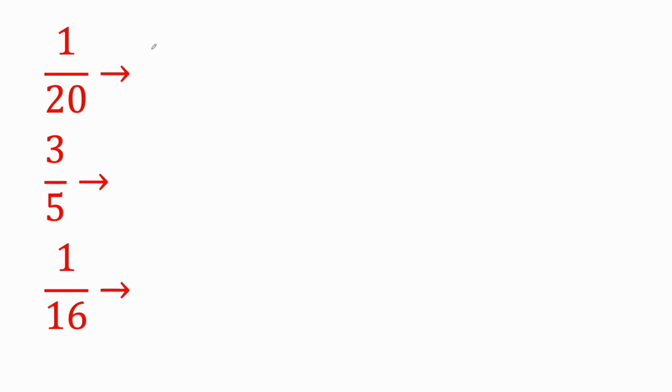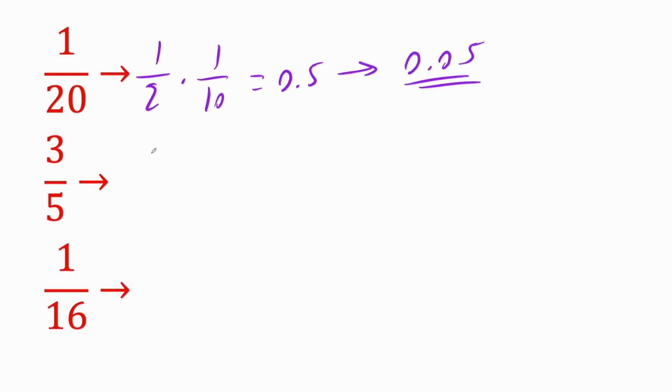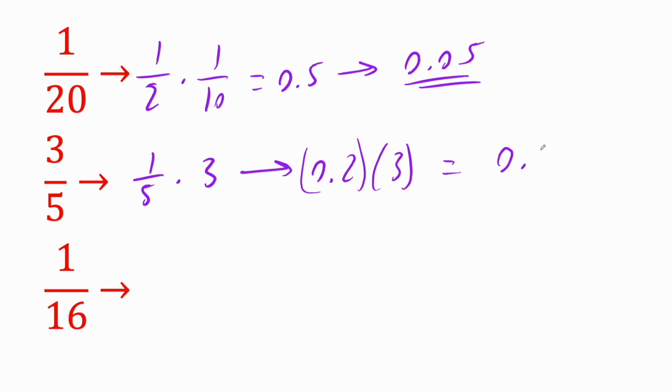Now for the next one, 1 over 20. We could do 1/2 times 1 over 10. So 1/2 we know is 0.5, and 1/10 we know just divide by 10. And so our final answer is 0.05. Now we have 3/5. Instead we could do 1/5 times 3. Now we know 1/5 is 0.2. And then we can go ahead and multiply by 3, and we're going to get 0.6.